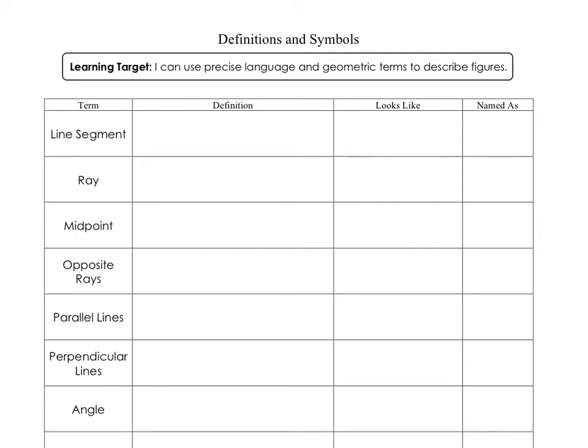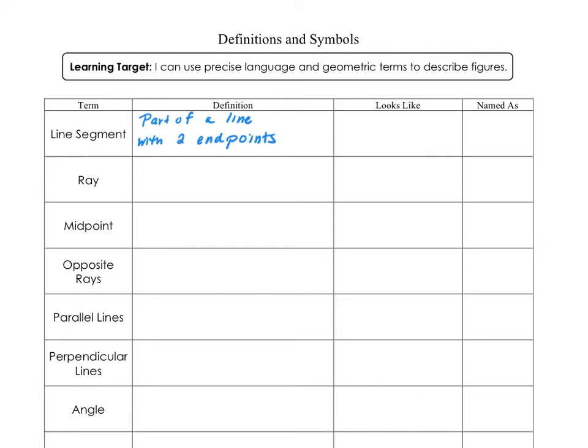Hey everyone, in today's lesson we will be covering notes number 2, and we will be talking about a lot of definitions and symbols today. Our first one is a line segment, and a line segment is a part of a line with two endpoints.